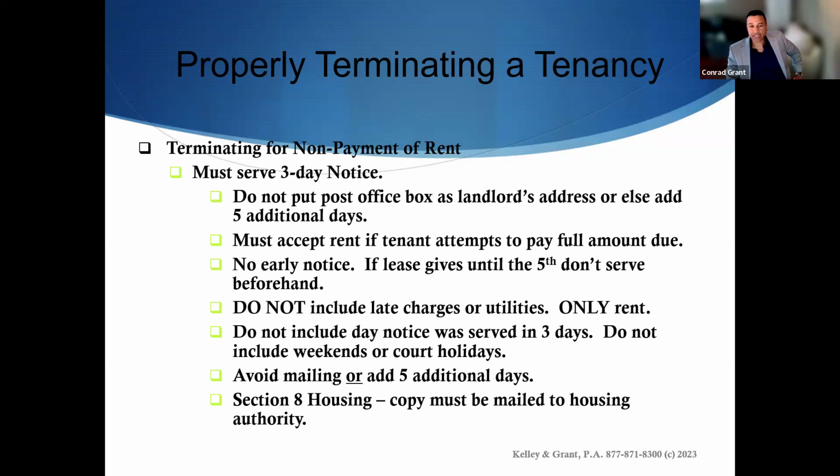And if it's a Section 8, you have to send a copy to the Housing Authority. I won't assume you all know what Section 8 is, but this is subsidized housing, where HUD will pay, if rent is $2,000 a month, HUD could pay $1,500, and the tenant is responsible for $500.